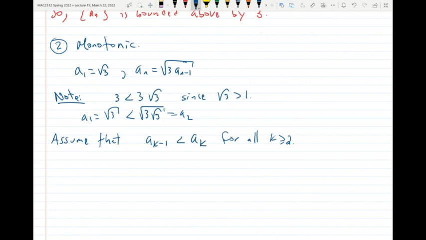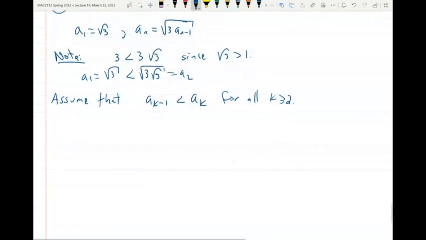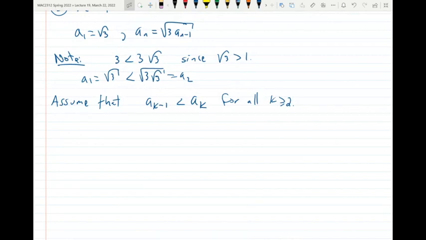Because then that would tell me that because a1 is less than a2, then a2 will be less than a3. But then a3 will be less than a4, and so on. And then the induction kicks in. So assume that ak minus 1 is less than ak for k greater than or equal to 2. So what do I want? I want to show that ak is less than ak plus 1. Let's see if we can do that.